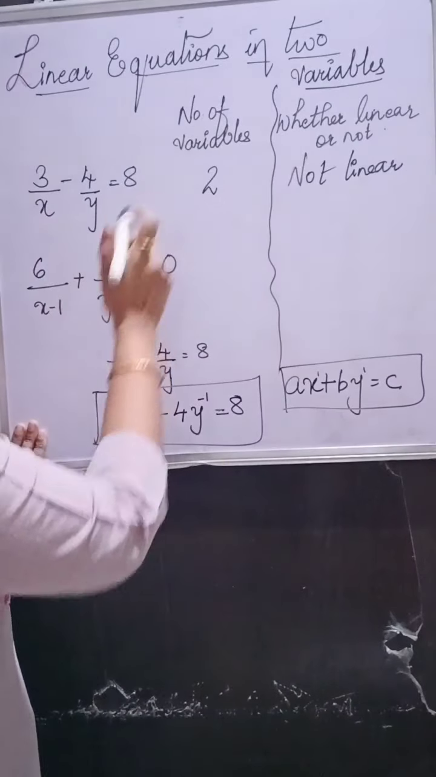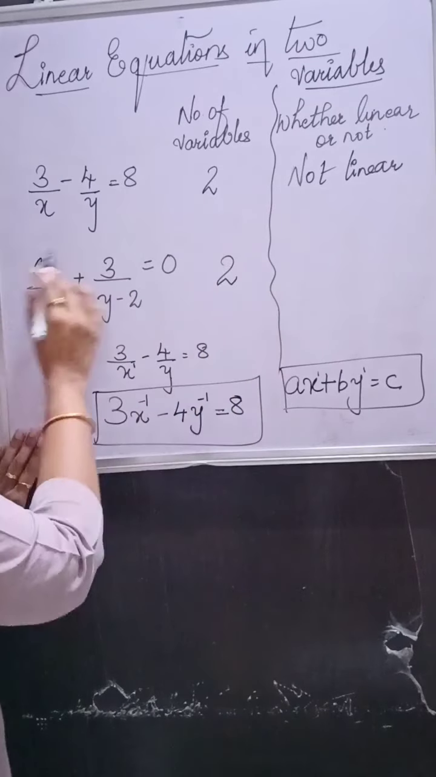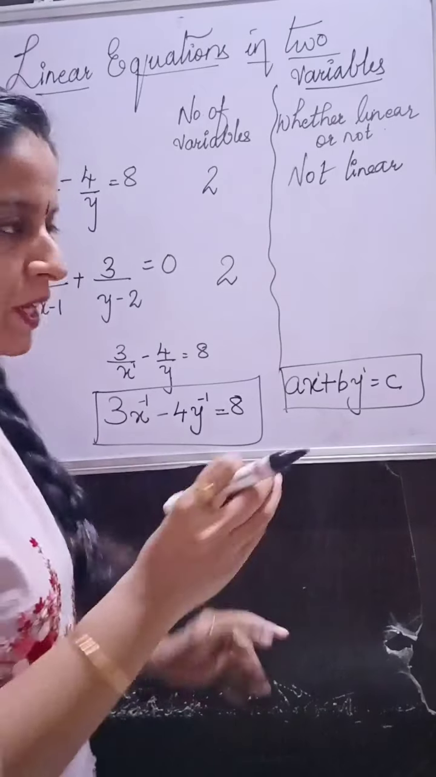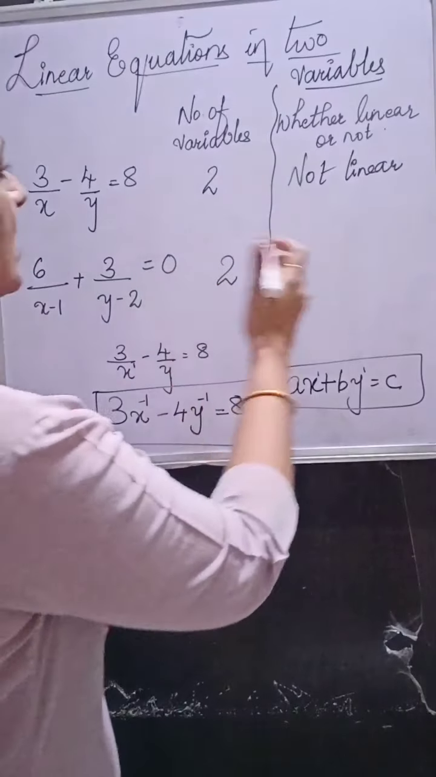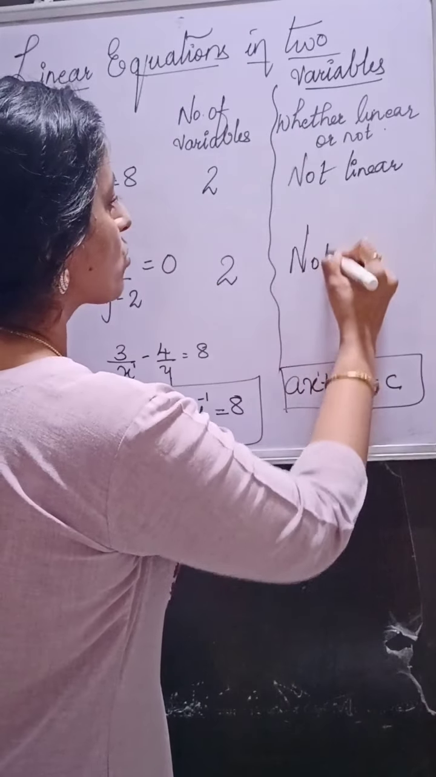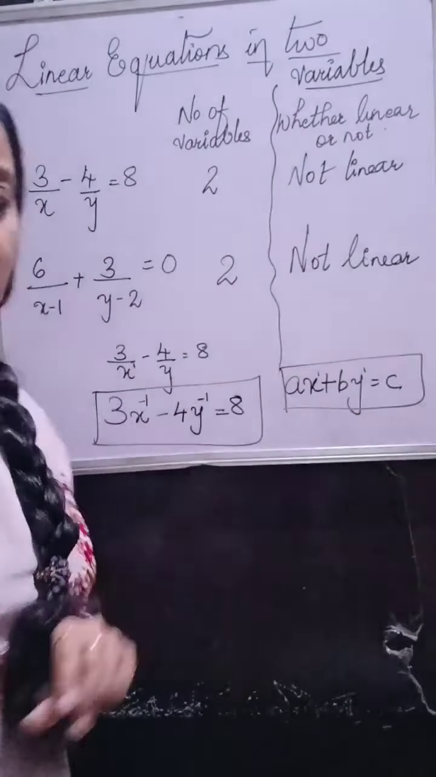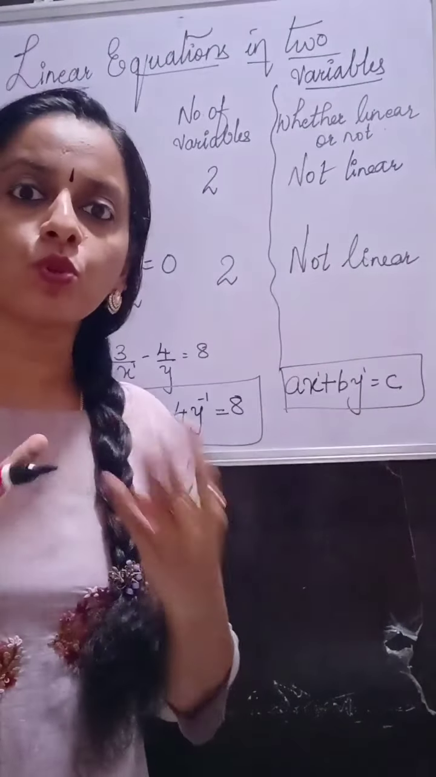So here also the number of variables, you can see x and y, two variables are there. But in this case also, x minus 1 is in the denominator. When you take it up, it will be negative. That is the reason why this equation is also not linear. Now the question comes, if you get such sort of equations, then how to solve them?